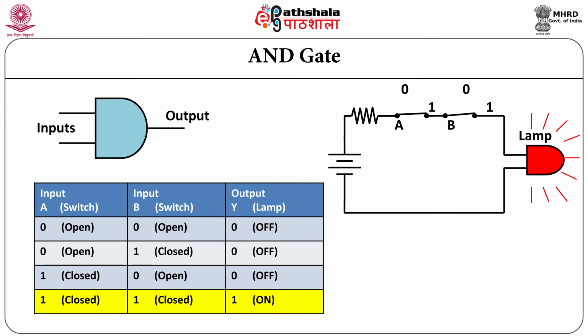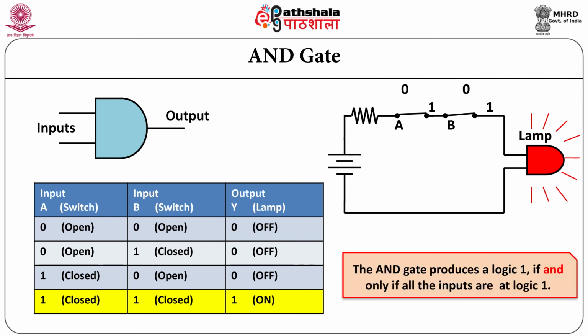When both inputs of the AND gate are at logic 1, then the output is at logic 1. Referring to the switch analogy, both switches are closed, that is at logic 1. The circuit is complete, therefore, current flows from battery to the lamp, which in turn makes the lamp on. Just to sum up, the AND gate produces a logic 1 if and only if all the inputs are at logic 1.